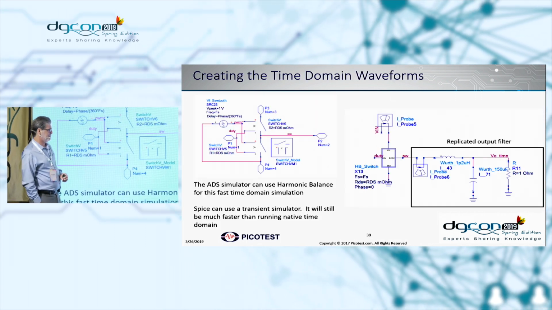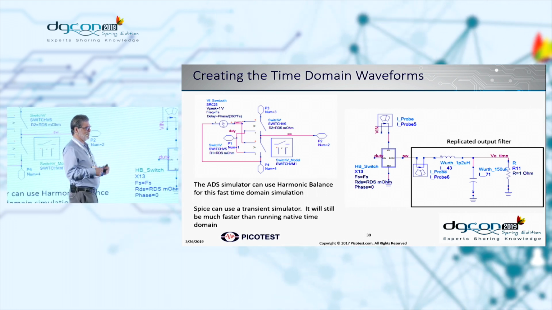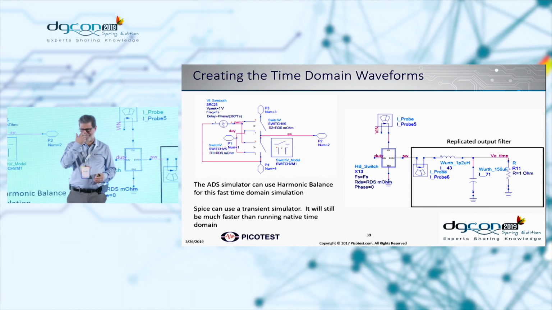But now I wanted time domain, and I wanted spectral content, and I wanted ripple and all that stuff. How do I do that?